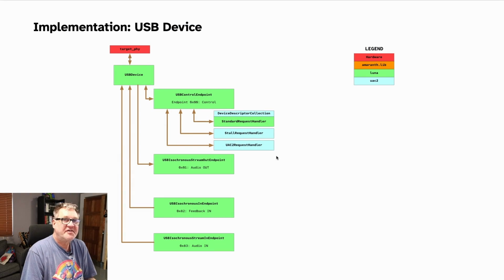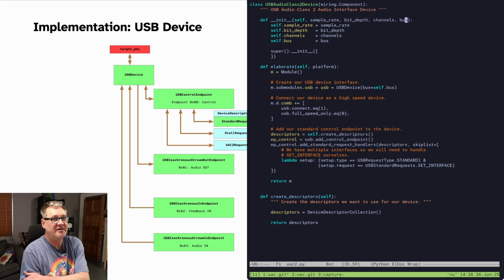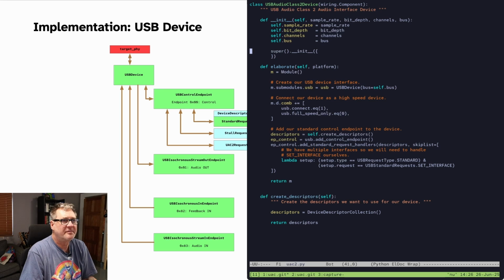So we're going to start off just by setting up the basic boilerplate for our USB device. To get going, we're going to create a new Amaranth component called USB Audio Class 2 device. It's got a couple of arguments on the constructor. It'll take a sample rate, bit depth, how many channels it has, and what the actual physical interface bus is. We've got a top-level initialization here. Later on we will add the component's ports onto that, but for now we can leave it empty.